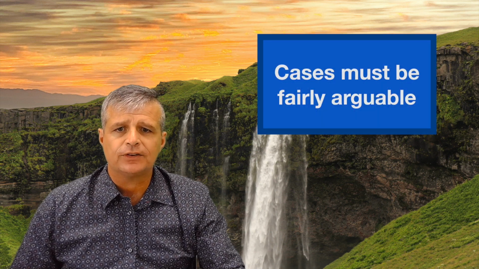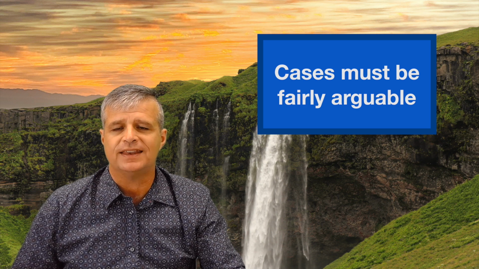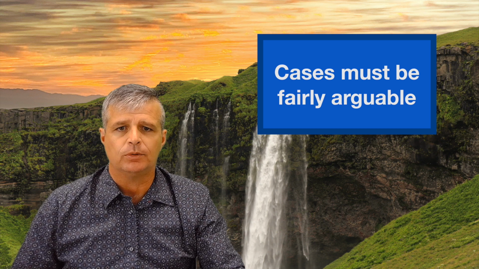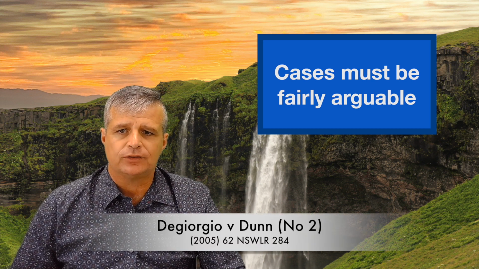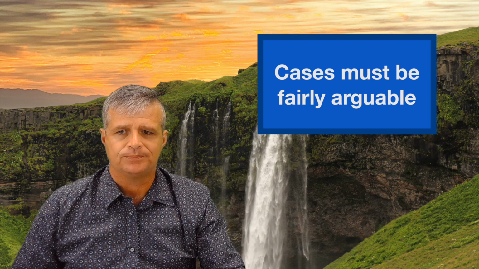The second power which the courts have is the capacity to award costs against the lawyer or the law firm themselves. This occurs if a legal practitioner comes before the court with a case that is embarrassing, that is, a case that has no reasonable prospects of success. This has been defined in a case called DeGiorgio and Dunn No. 2 as a case so lacking in merit or substance as to not be fairly arguable.